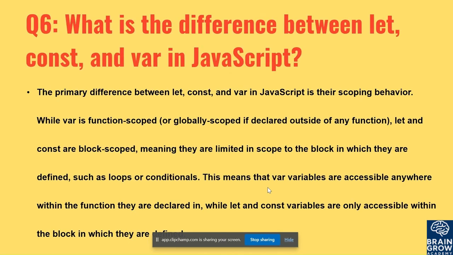What is the difference between let, const and var? The difference is their scoping behavior. Var is function scope or global scope, and let and const are block scope, meaning they are limited to the scope of the block in which they are defined, such as loops, conditions, and if else. That means var variables are accessible anywhere within the global or function scope, and let and const are only accessible within their block.